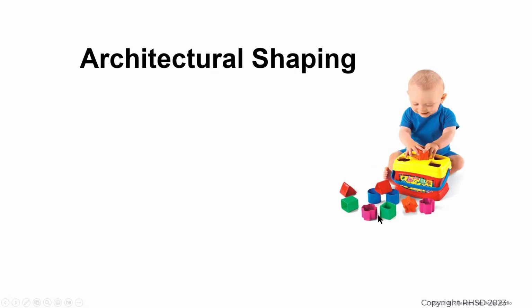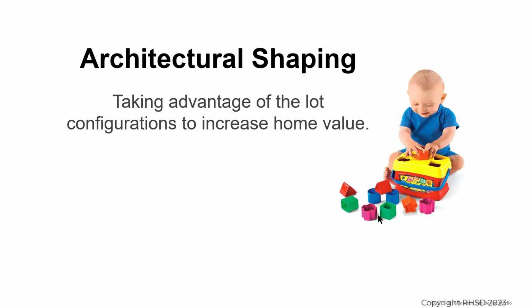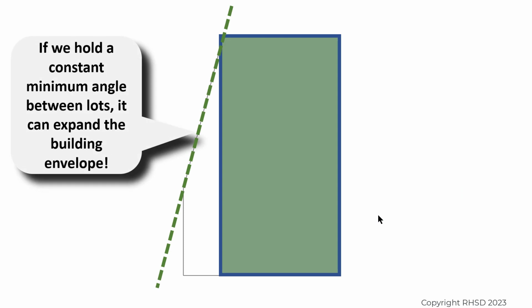Now, while the bay homes are an alternative for attached housing or maintenance-free single-family living, we'll talk about what we know as your standard suburban home today, your freestanding home that typically is served by a street and a garage in the front. By taking advantage of these new lot configurations, we can increase the home value and function through what we call architectural shaping. So if we hold a constant minimum angle between the lots, we can create floor plans that expand in the front or the rear of the home.